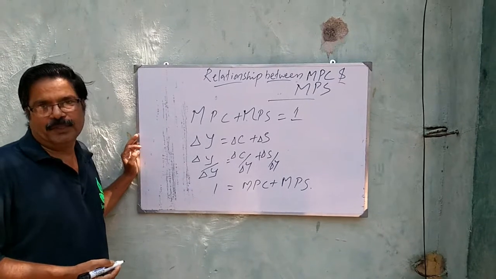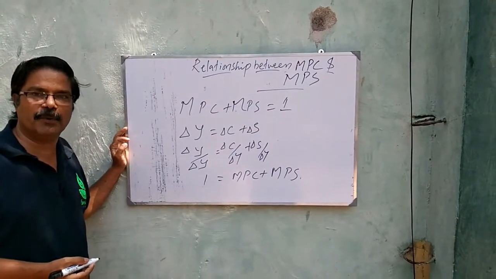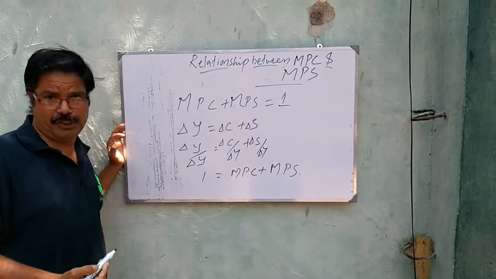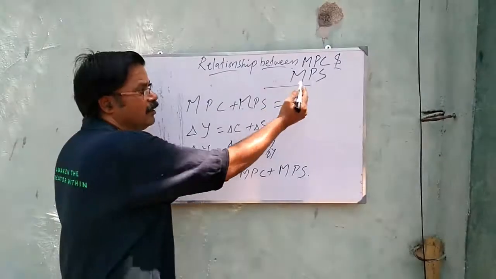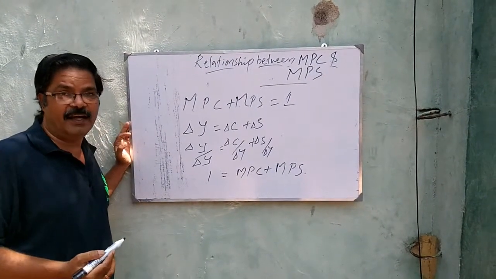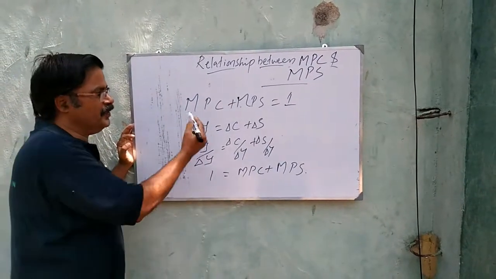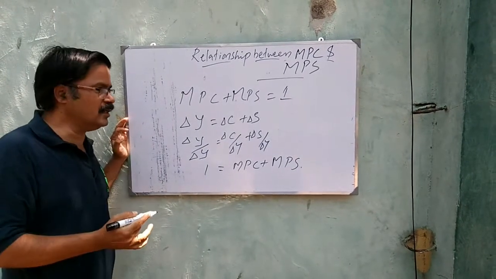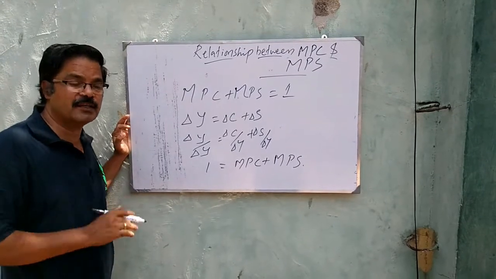Let us go on to the relationship between marginal propensity to consume and marginal propensity to save. What is marginal propensity to consume? It is the ratio between change in consumption and change in income. And what is marginal propensity to save? It is the ratio between change in saving and change in income. The relationship, if you take, MPC plus MPS is always equal to 1. I mean, if you add marginal propensity to consume and marginal propensity to save, you will always get 1.